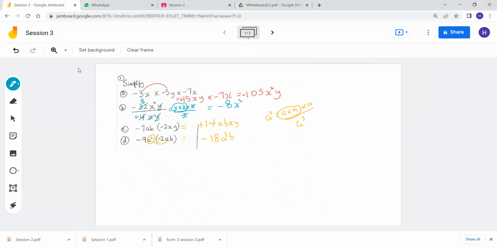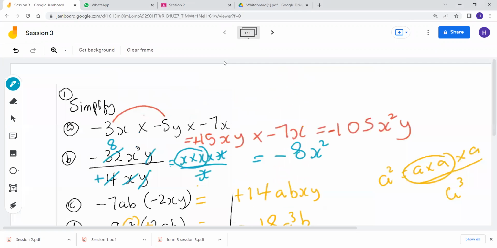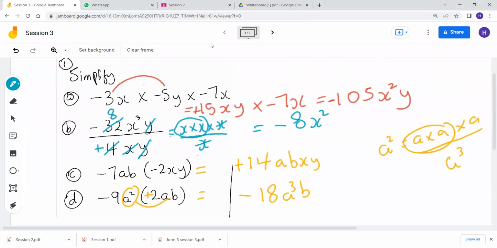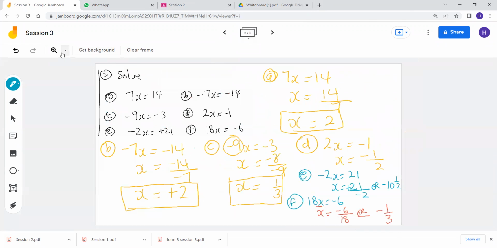Simplification, this one was simple. These here were simple. You see the answers on them here. Go on to here.